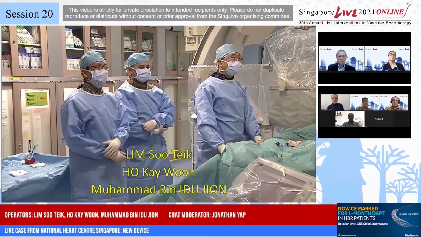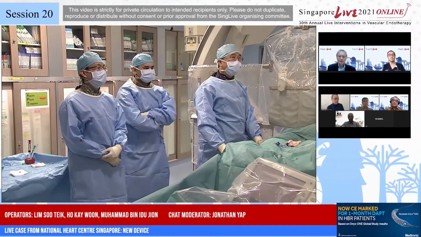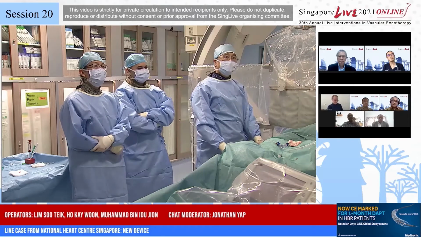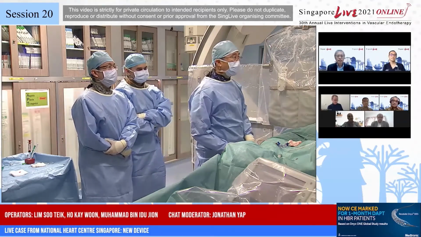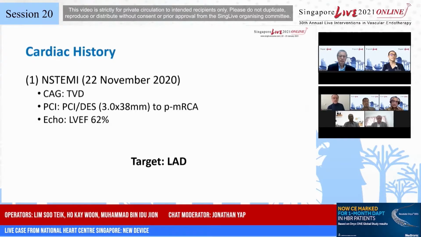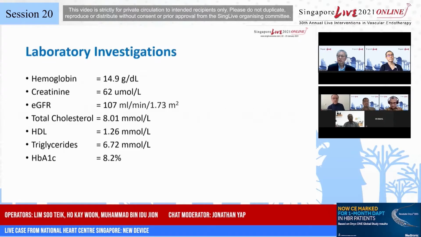We have prepared this case. What looked like a relatively straightforward case has a lot of discussion points. We have a young patient, a 37-year-old gentleman who had dyslipidemia, newly diagnosed diabetes, and a family history of premature coronary artery disease, and is a non-smoker. Admitted in November last year with a non-STEMI, angio found triple vessel disease, and the culprit proximal to mid RCA was stented already, and the ejection fraction was normal. The lab tests were all normal.